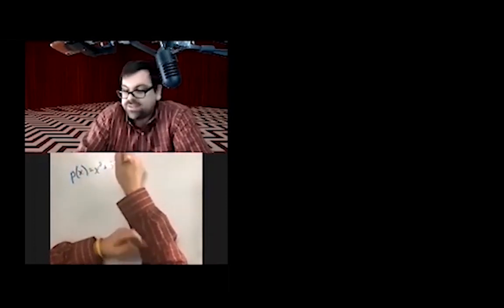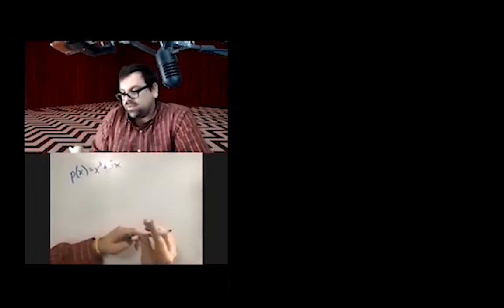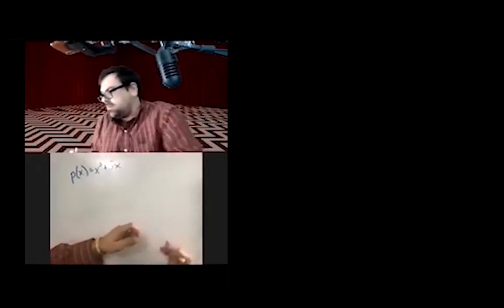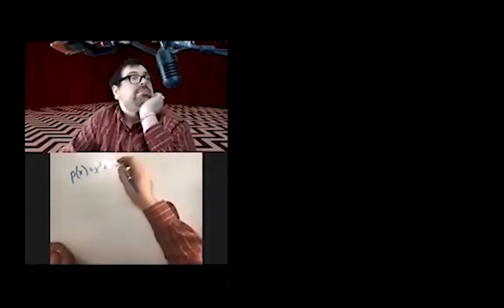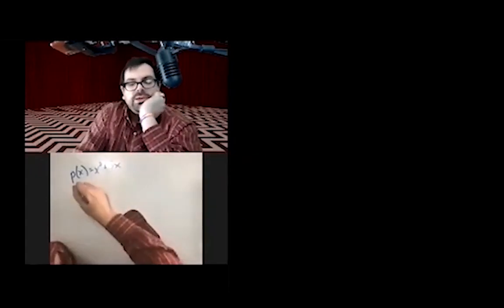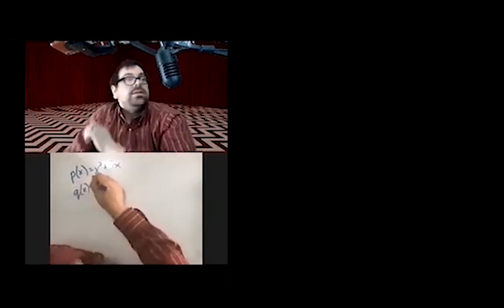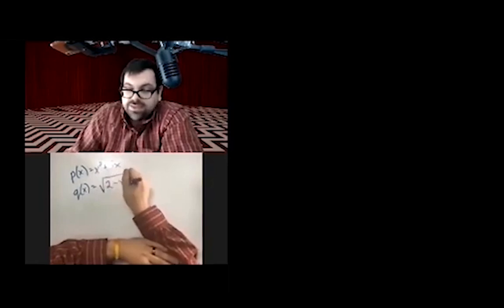We're given p of x is x squared plus 5x. And as much as I love color coding, I'm going to do this one in blue since it's the only marker that's not disappointing me right now. Q of x is the square root of 2 minus x.